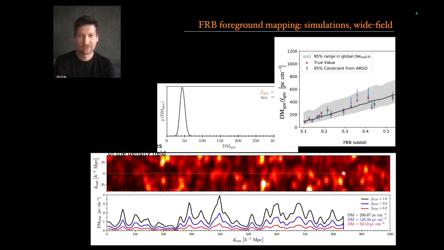And the last thing left to do is to check if our method using density reconstructions is performing better than just a Macquart relation in terms of recovering the DM-IGM values. The plot in the top right corner shows the Macquart relation in the Millennium simulation and its comparison to the values of DM-IGM that we got from Argo. Those are shown by the blue error bars, and the true values are shown by the red crosses. So you can see that by using Argo, we can do at least 2-3 times better than just using the global statistic, which is the Macquart relation.